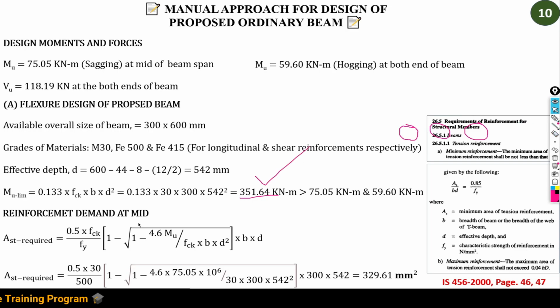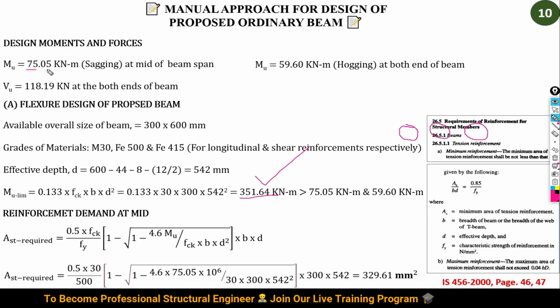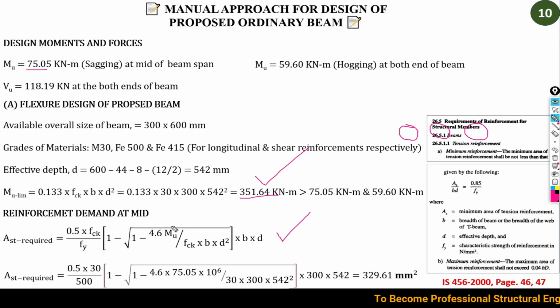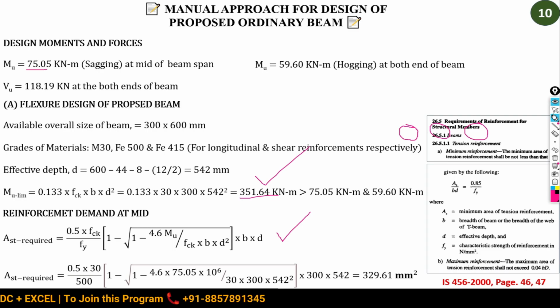Next, the longitudinal reinforcement at the mid. At the mid, how much moment is available? 75.05. So put all the values in this formula, especially the moment as 75.05. The rest of the things you can see from here. We are finally getting the area of reinforcement required as 329.61 at the mid of the span.